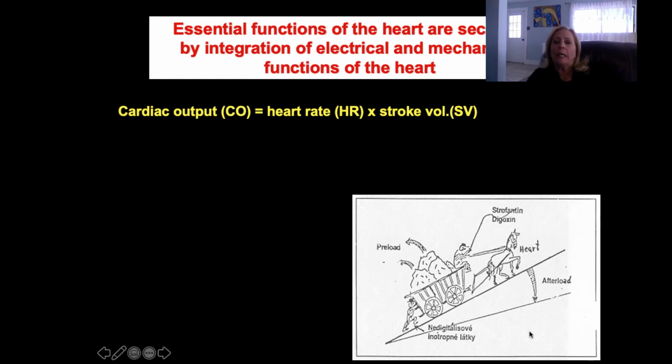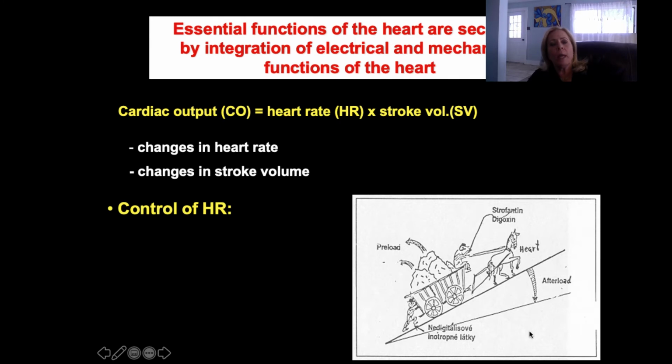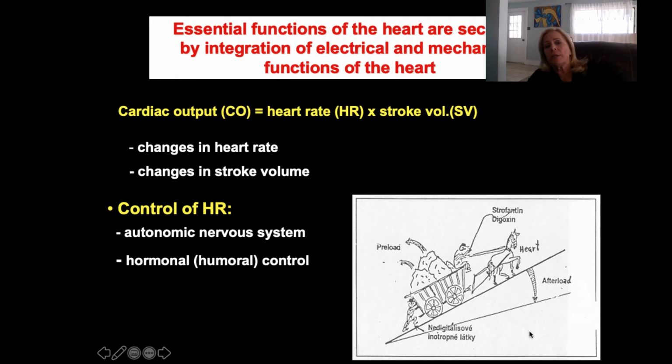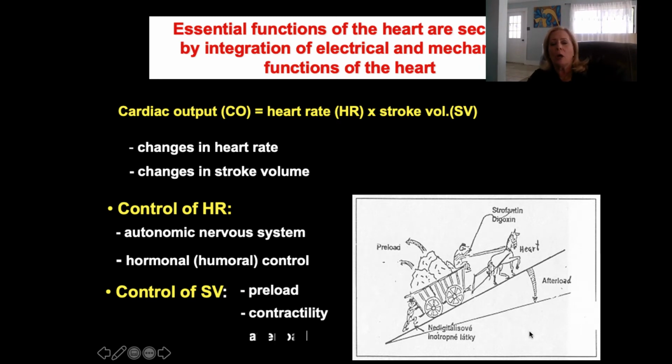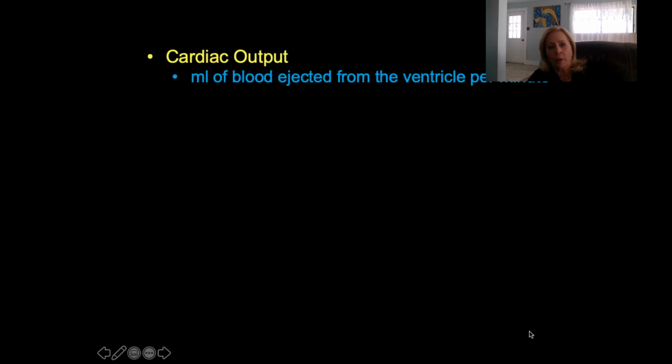So cardiac output is the heart rate times the stroke volume, and it changes with heart rate and with stroke volume. We have control of heart rate by the autonomic nervous system. The sympathetic nervous system releases epinephrine and norepinephrine, and we have an increase in heart rate. The parasympathetic nervous system is going to decrease heart rate. And then we have control of stroke volume, where we're going to talk about preload, contractility, and also afterload, so that you have a little bit more idea of what this is all about.